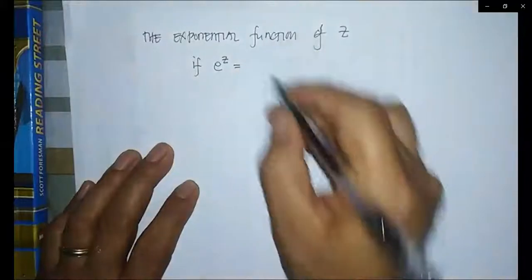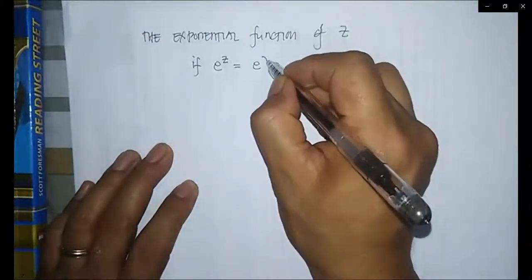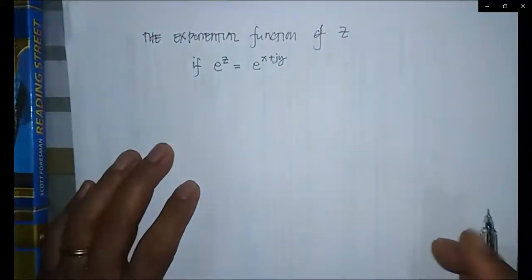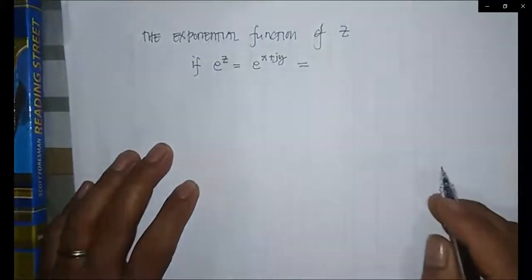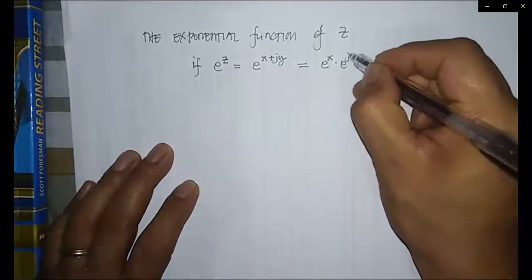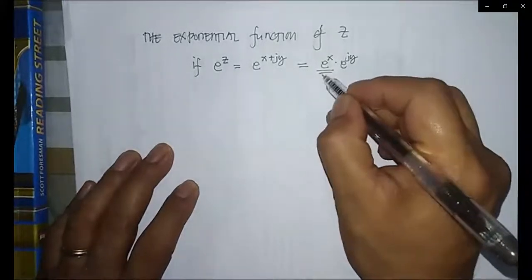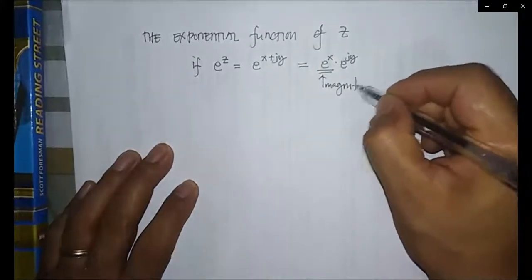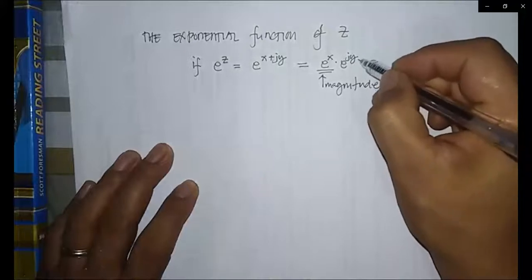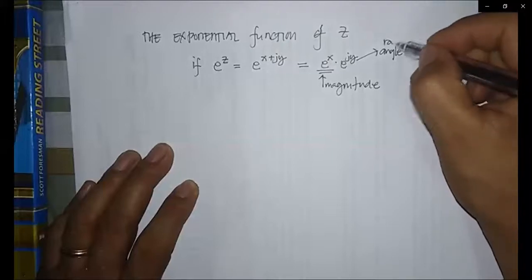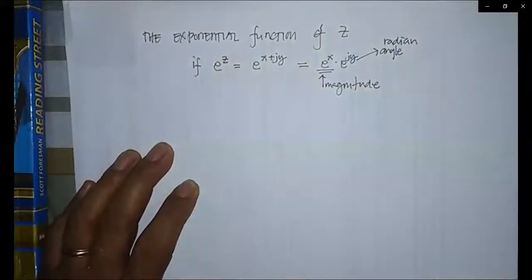Recall that if e is raised to z, that is also equivalent to e raised to x plus jy. Or, using the rules of algebra, it can become e raised to x multiplied by e raised to jy. So e raised to x is your magnitude, that is your r, and for the angle, y is your radian angle.